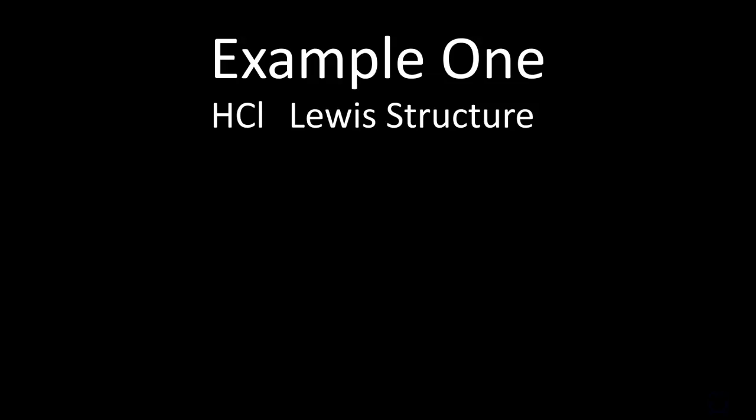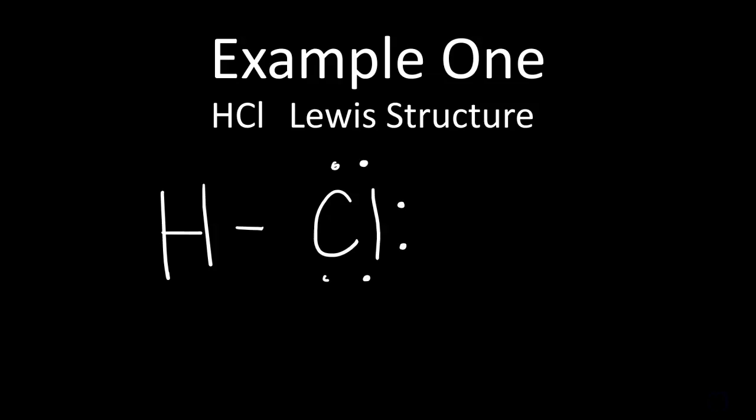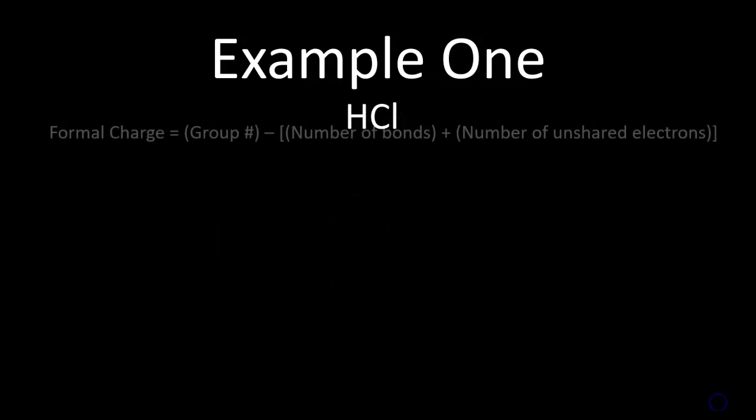So let's do an example real quick. We're going to work with HCl. The first thing we're going to do is draw our Lewis structure. If you're not sure how I came up with how many electrons are needed for this Lewis structure, you might want to check out the actual video on Lewis structures. But that's where we're at.